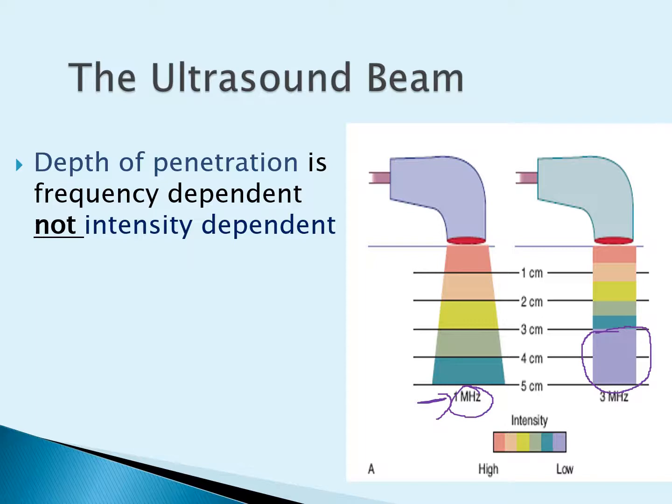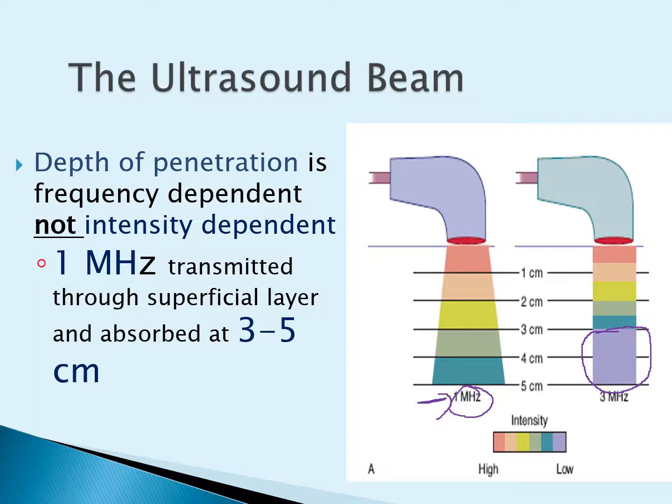The frequency is not intensity dependent, meaning that you can crank that intensity all the way up to 5 watts per centimeter squared. I do not recommend this. Please do not do this. But that will not affect the depth of penetration. The only thing that affects the depth of penetration is changing the frequency. Again, changing the frequency will affect the depth of penetration. So if you need to go 3 to 5 centimeters deep, you need the 1 megahertz. If you're looking for surface area down to 3 centimeters, you go with the 3 megahertz.